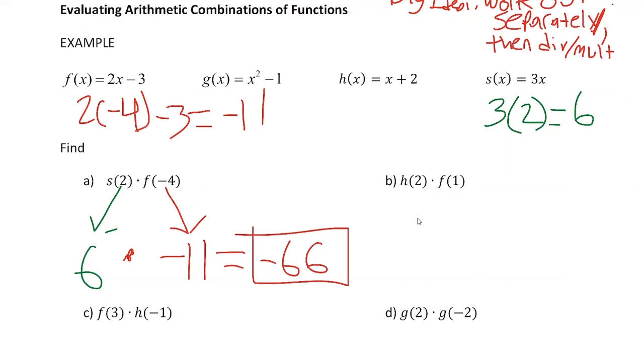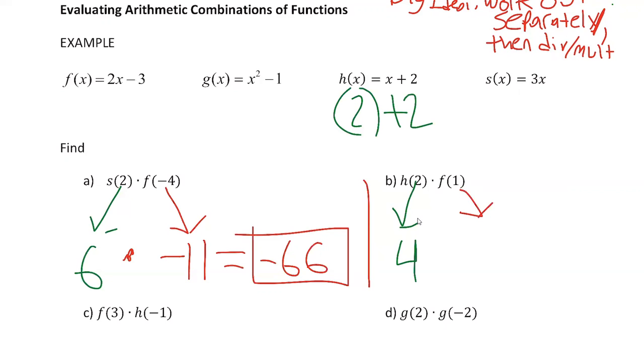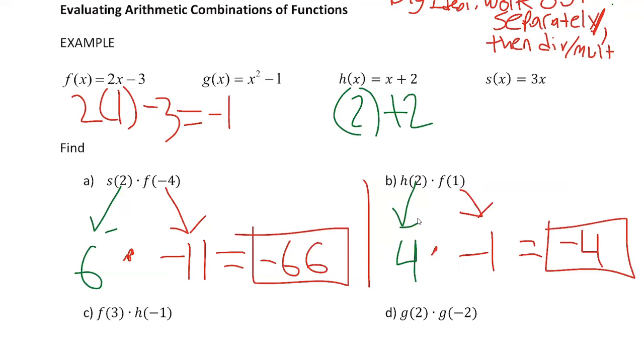So I'm going to erase my work up here, and we're going to start fresh. Looking at part B, we'll do this first part in green. So h of 2, find the h function. That's this third one. Work this out, you would get 4. We're going to work out the next part separately. So f of 1, that would be 2 times 1 minus 3. Plug that in, that would be -1. Then we'll multiply these together. So 4 times -1 is -4.